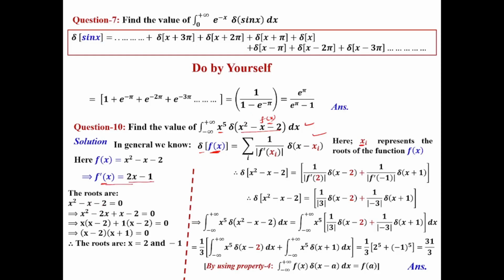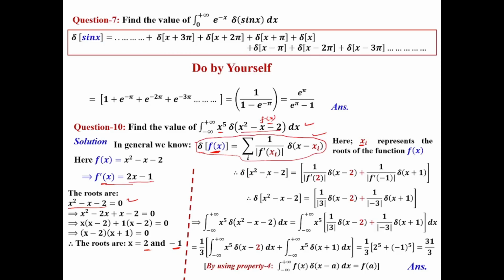Now we are going to find the roots. As the highest power is 2, obviously we are going to get two roots. You just find out x square minus x minus 2 equal to 0. Just solve. You can find the two roots are 2 and minus 1. Now we have to substitute. So the two roots mean two terms are there.